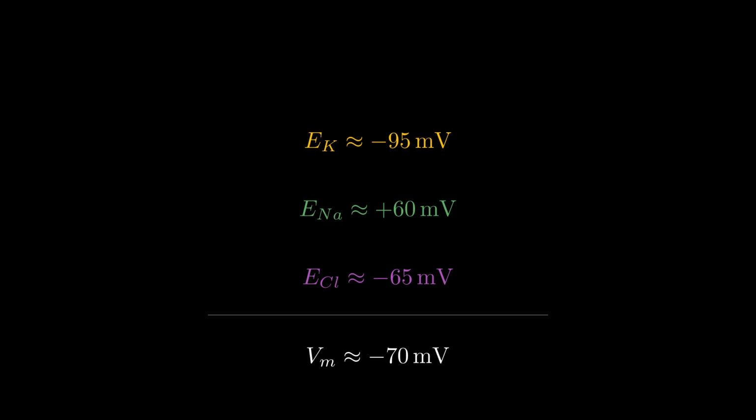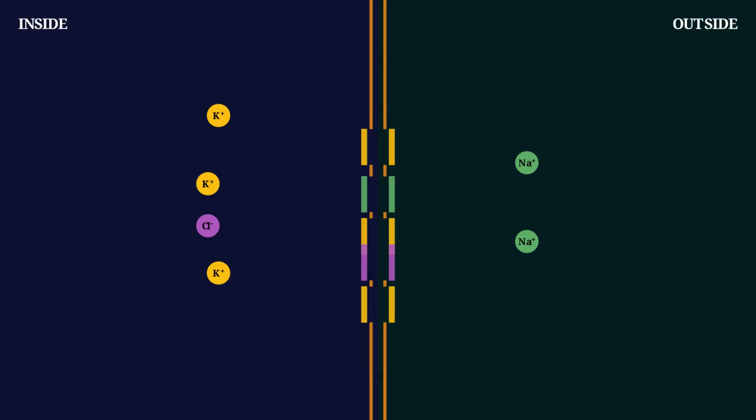But the actual resting membrane potential of a neuron is about minus 70 millivolts, not minus 95 or plus 60. It's somewhere in between, and it's much closer to potassium than to other ions. But why? Because the cell membrane is permeable to more than just one ion at the same time. And in this video, we will figure out exactly how and why these ions determine the resting membrane potential.